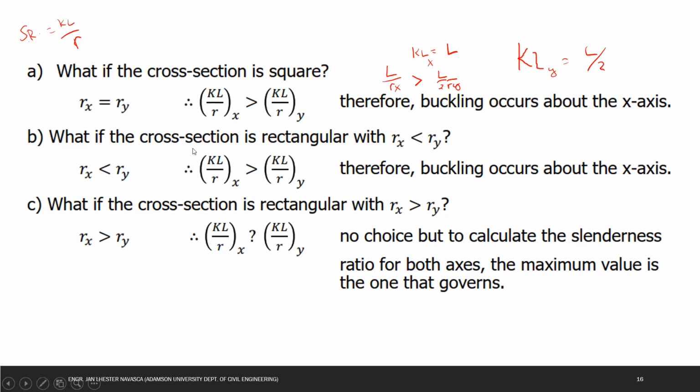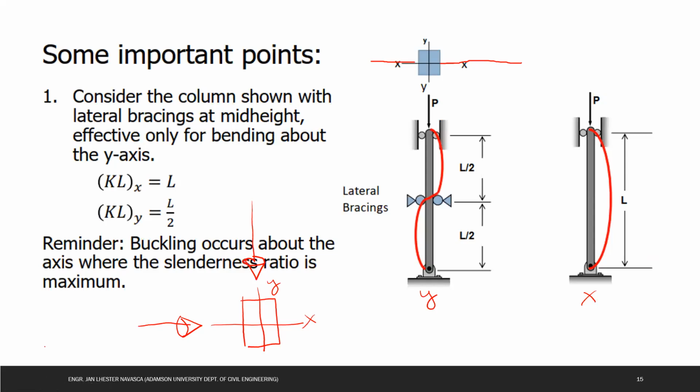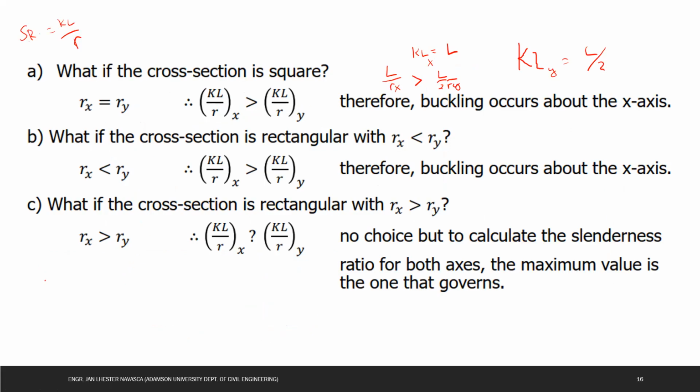Okay. So again, what if the cross-section is rectangular? So if the cross-section is rectangular, your radius of gyration Rx is less than Ry, since that is our notation in our section. So our slenderness ratio in X, KL over R of X, is greater than KL over R in Y. Therefore, the buckling occurs about the X-axis.